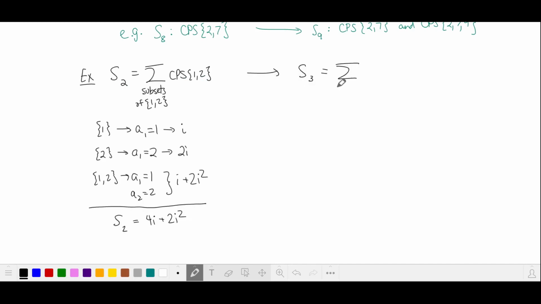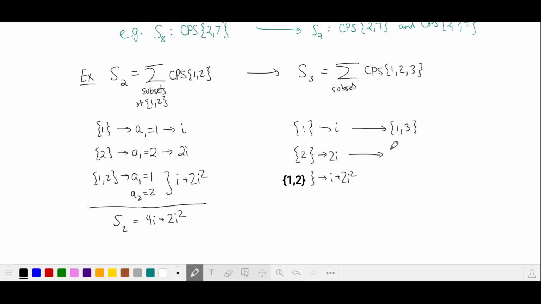This is going to be the sum over all the subsets of the complex power sum of 1, 2, 3. All the subsets of 1, 2 are also subsets of 1, 2, 3. So I'll reproduce those here, and we get i, 2i, and i plus 2i squared again. There's a one-to-one correspondence between these subsets and the subsets that include 3. I'll list them here, and let's calculate these complex power sums.